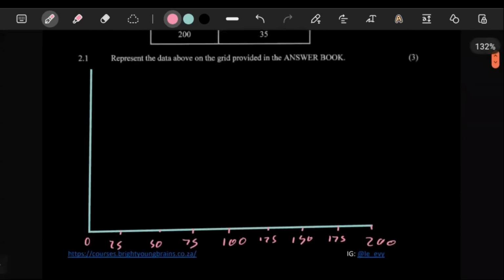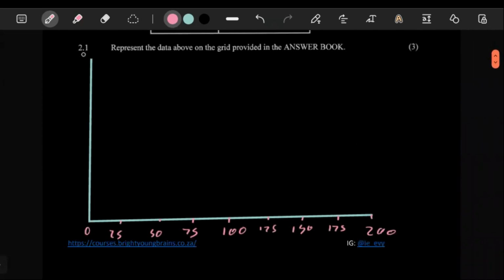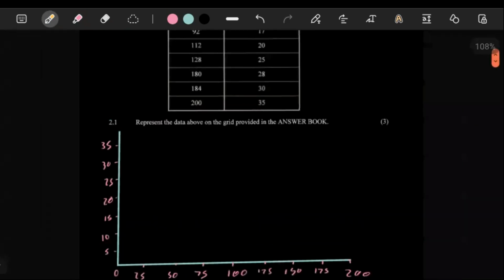And then this is from 8 to 35, so we can go in 5s here. 0 until 35. Let's just do it manually: 5, 10, 15, 20, 25, 30, 35. Okay, this looks fine. So let us plot the points on the diagram.